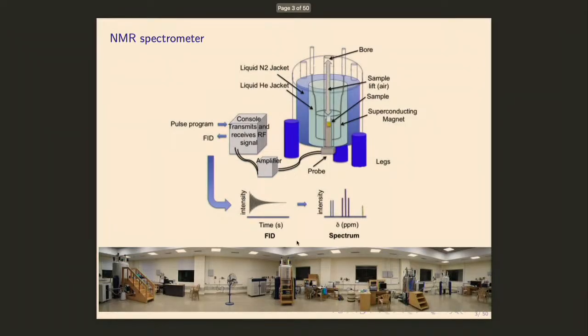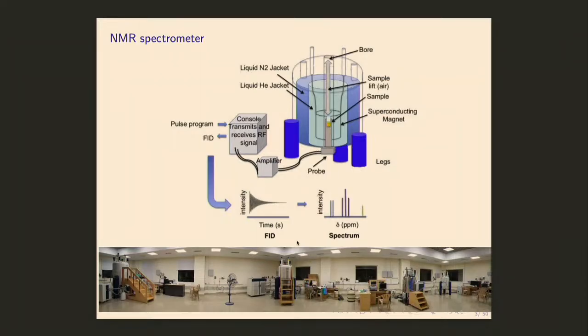Okay, so now that's the more schematic picture. So here it is the sample, and it's a cryostat basically. It has multiple layers to insulate the liquid helium surrounding the superconducting coil. These are low TC superconductors. They work at 4 Kelvin. And so there is a liquid helium surrounded by liquid nitrogen and then vacuum and so on.